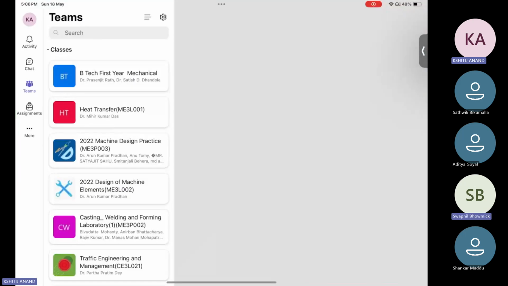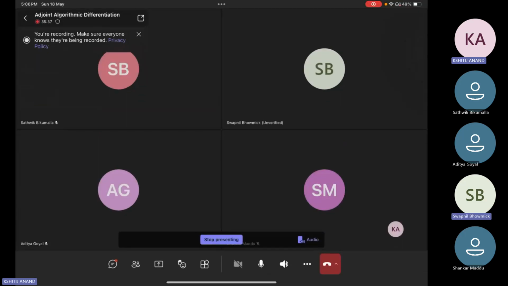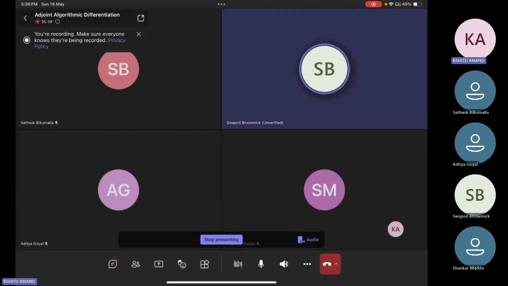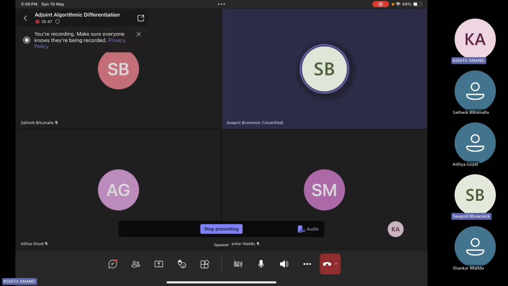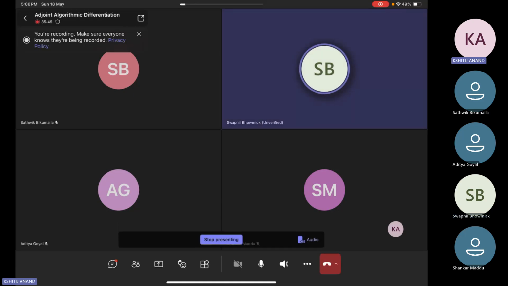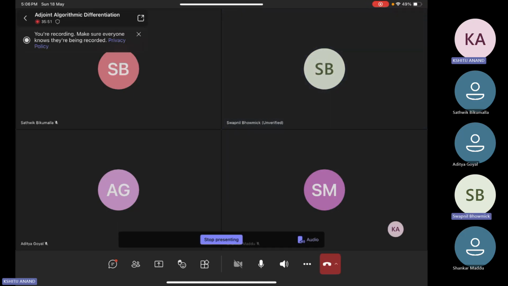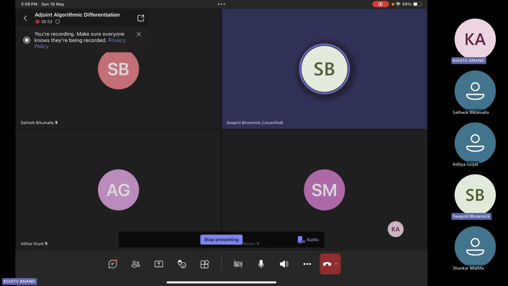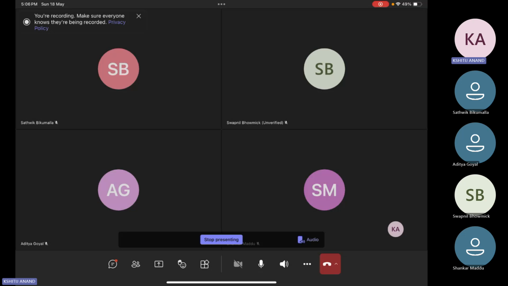Kshitij? Yes, please. So for using this algorithm, we need the closed form solution, right? So we require the closed form solution for using this algorithm, right? How do we need closed form? Where?